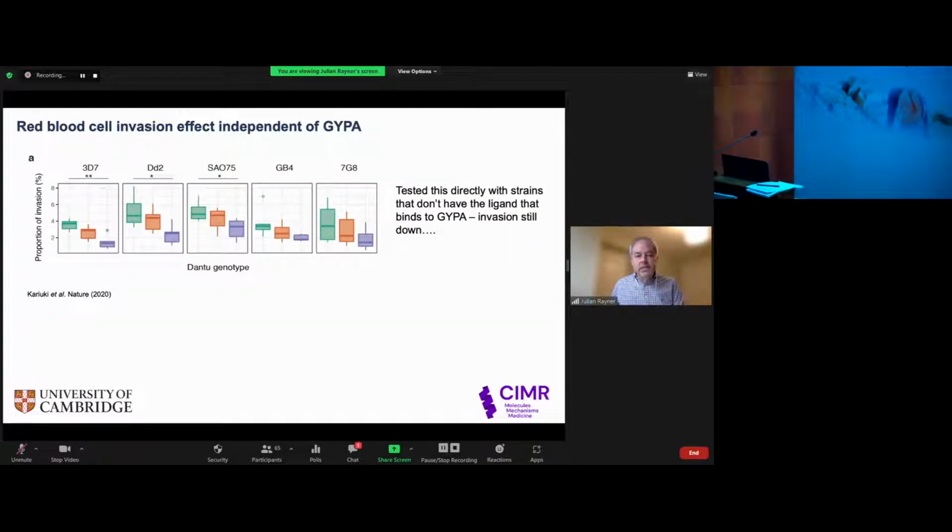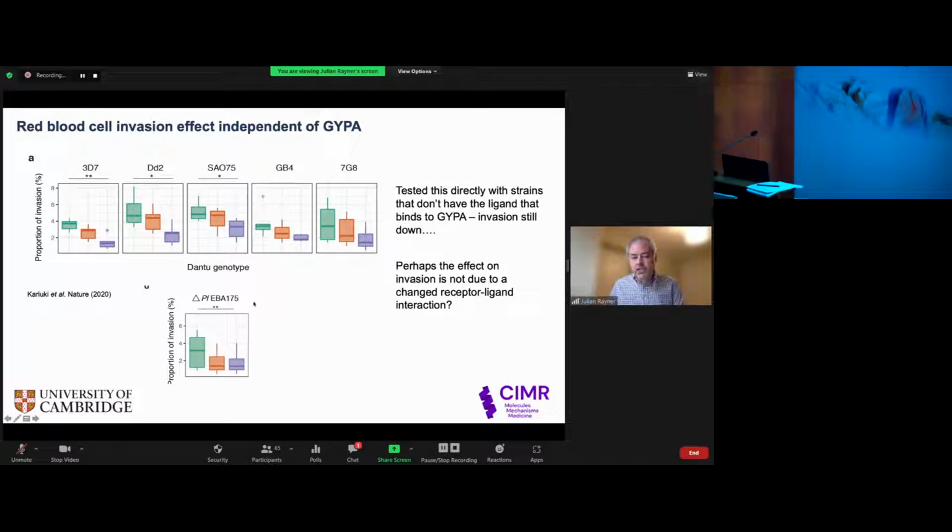And when we tested a parasite line in which EBA175, which is the ligand for glycophorin A, had been deleted, again, invasion of that strain was significantly down in Dan2 cells. So this strain cannot use glycophorin A for invasion. So if the effect was mediated by glycophorin A, there should be no effect on the strain, and yet the strain was still reduced in its ability to invade. So by this stage, we were scratching our heads and wondering if something else was going on.